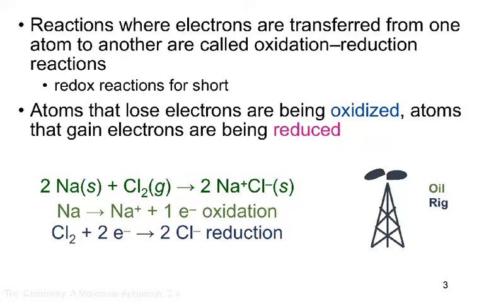The other one that I like is Leo the lion says GER. So lose electron oxidation, gain electron reduction. That way just makes more sense in my head, but it's up to you which one, or use neither, just memorize it. So my example reaction here, 2 sodium atoms plus chlorine gas go to 2 sodium chloride. So the sodium loses an electron, so that's oxidation. The chlorine gains an electron, that's reduction.